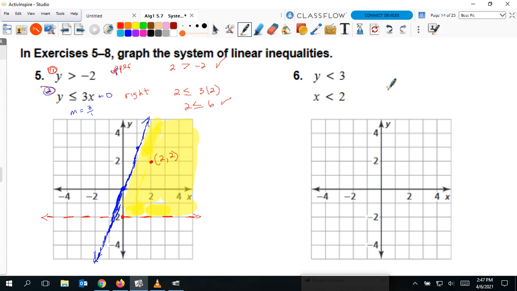Okay, you should have paused the video and tried 6. So hopefully you have 6 done at this point. So let's go ahead and look at 6. So I'm going to say, okay, this is my first equation. I'll do it in red. This one I'll do in blue. So for the red one, we're going to be at 3. So positive 3 is right here. These are both going to be dashed lines. So a dashed line going along here.